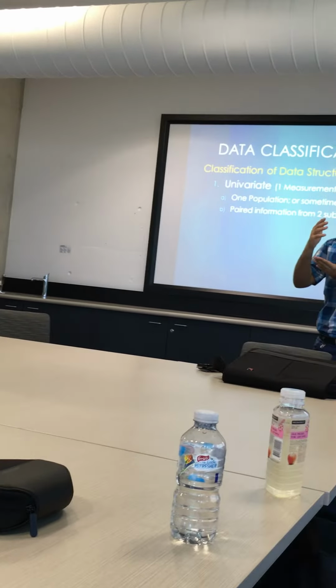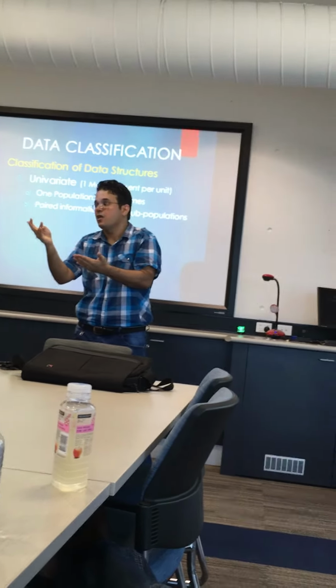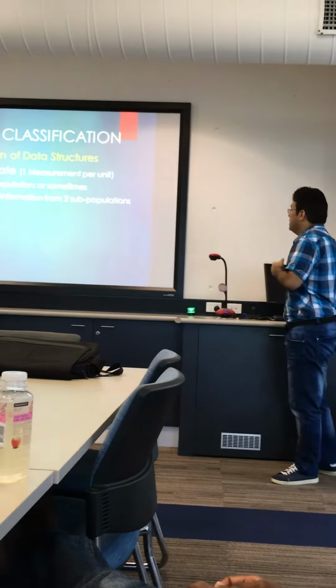This is univariate. But if I am interested in waiting time and gender, this is called bivariate because we have two variables. And if I have more, it will be multivariate. Just to make it easy for you.